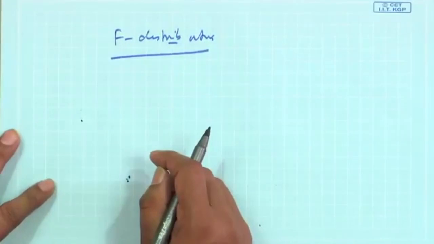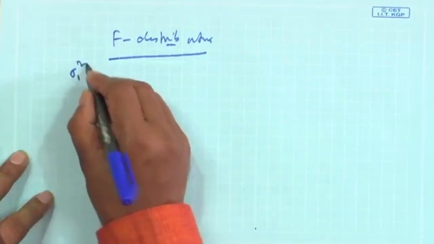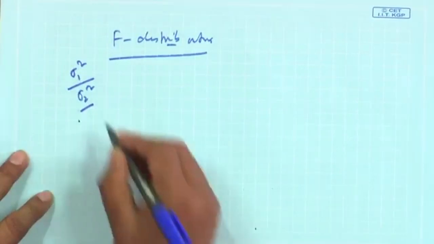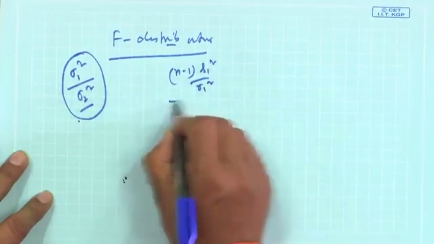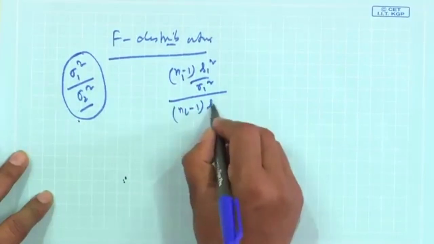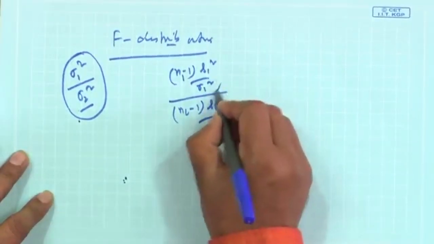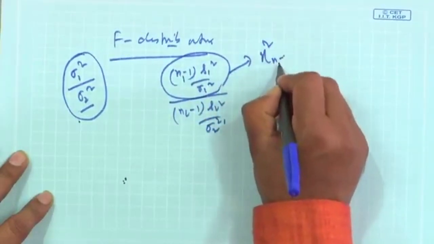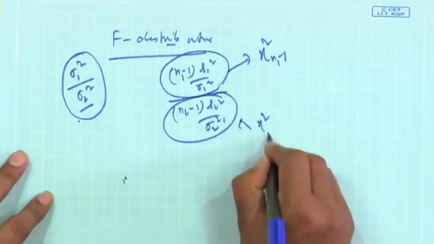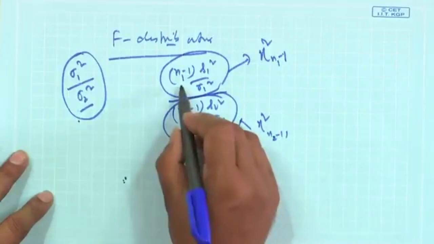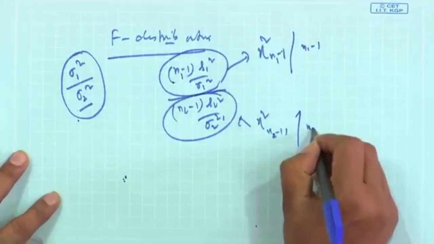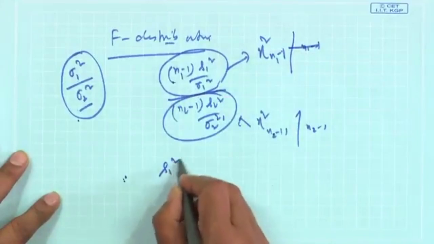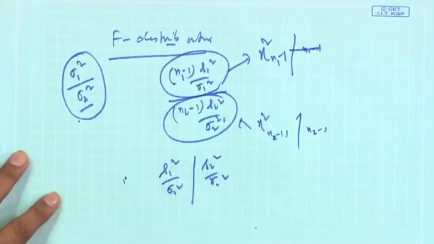Suppose you are interested in comparing the variances of two different populations, where population 1 variance is sigma 1 square and population 2 variance is sigma 2 square. You will create a ratio. We have found that n 1 minus 1 s 1 square by sigma 1 square follows a chi square distribution with n 1 minus 1 degrees of freedom, and n 2 minus 1 s 2 square by sigma 2 square follows a chi square distribution with n 2 minus 1 degrees of freedom. If we divide the first by n 1 minus 1 and the second by n 2 minus 1, ultimately this quantity becomes s 1 square by sigma 1 square divided by s 2 square by sigma 2 square.